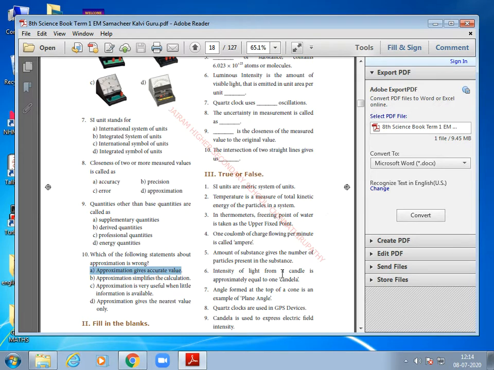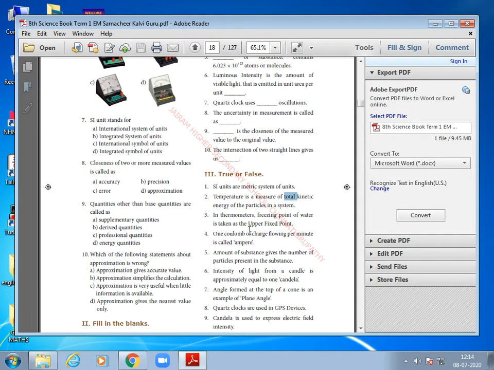Okay, next second question, the temperature is a measure of total kinetic energy of the particles of the system means what, false. Because the temperature is the measure of the average kinetic energy, the mistake is total. It is the average kinetic energy of the particles of the system. Okay, first question true, second question false, correct statement is, instead of total, what should we write? Average.